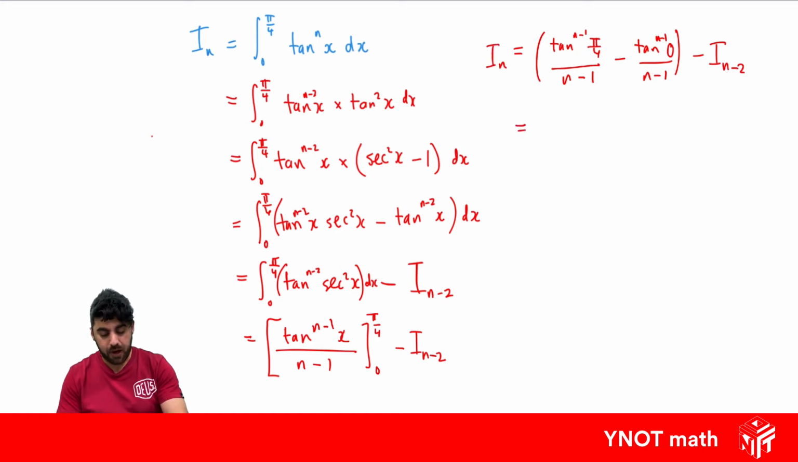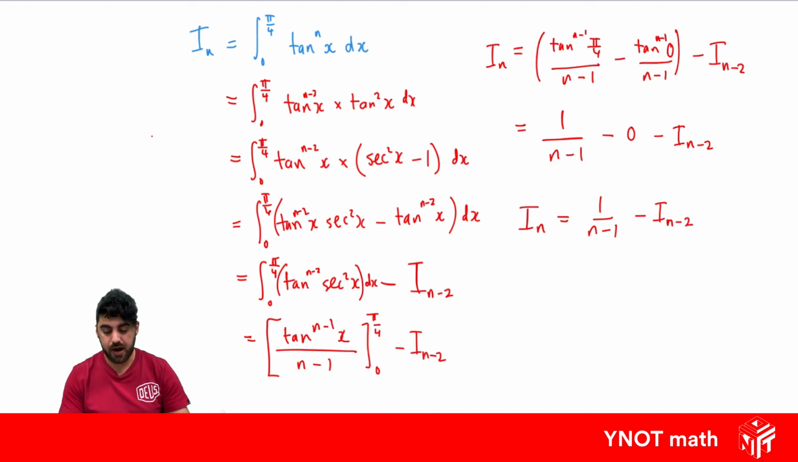Tan of pi on 4 is just 1, and 1 to the n minus 1 is just 1. So you get 1 on n minus 1, minus tan 0 is 0, and 0 to the n minus 1 is just 0, so it's all going to be 0, minus I of n minus 2. So we get our final answer, I n equals 1 on n minus 1 minus I of n minus 2, for our reduction formula.